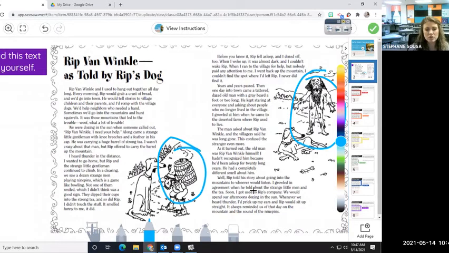Soon, I got used to Rip's company. We would spend our afternoons dozing in the sun. Whenever we heard thunder, I'd prick my ears up and Rip would sit up straight. It always reminded us of that day on the mountain and the sound of the ninepins. All right, 20-year nap. There you go.